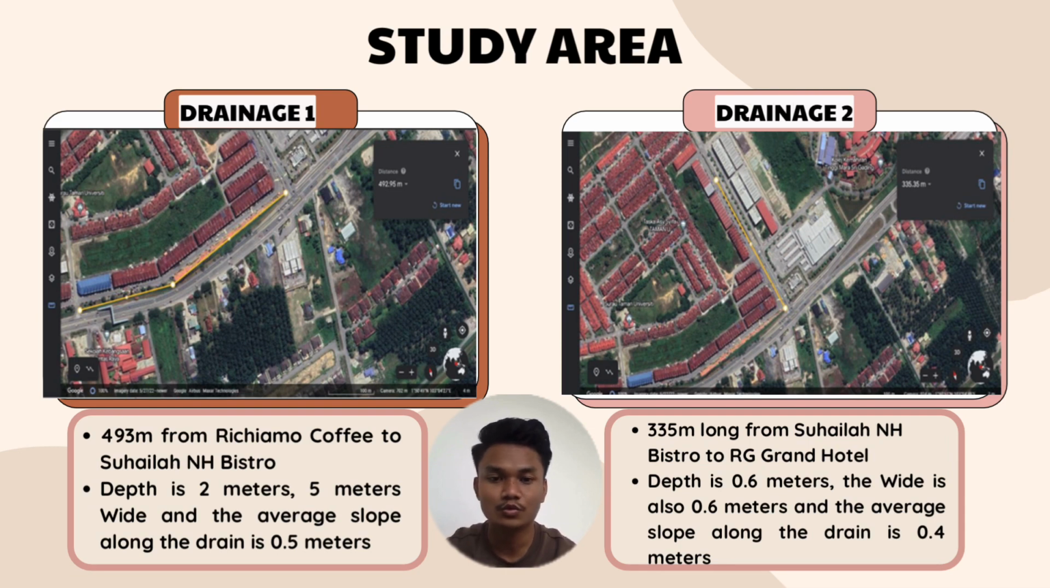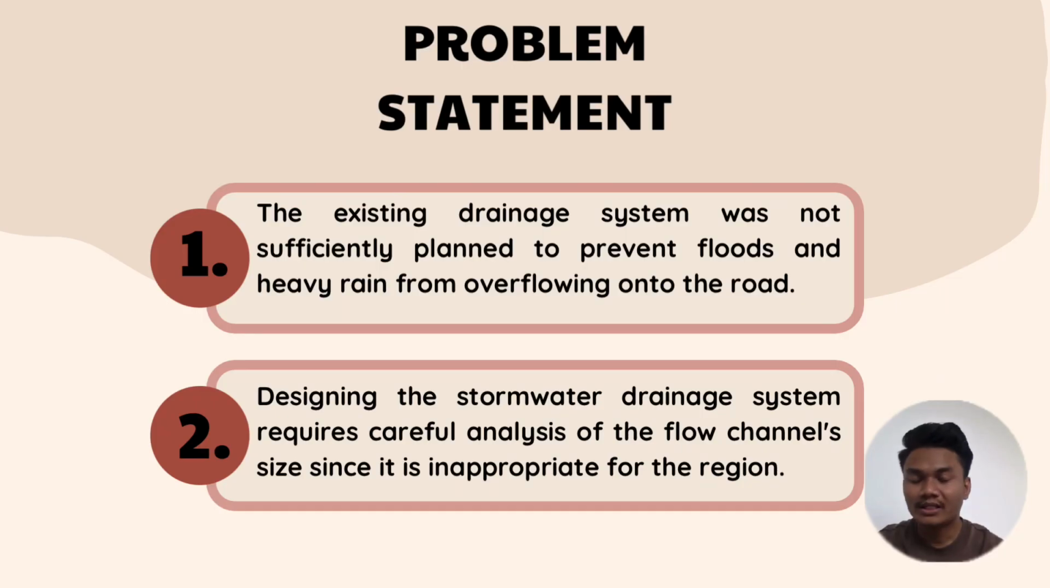For drainage 2, the length is approximately 335 meters from Sohaila NH Bistro to RG Grand Hotel. The depth is 0.6 meter, the width is also 0.6 meter, and the average slope along the drain is 0.4 meters. For the problem statement, the existing drainage system was not sufficiently planned to prevent floods and heavy rains from overflowing onto the road.